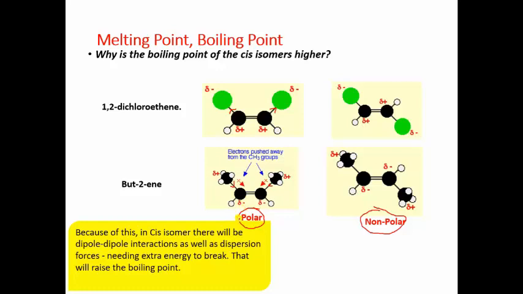So it has more interactions and more forces. So it requires more energy to break the bond. So it has a higher boiling point. And trans is non-polar, there is no interaction, there is no force, so it is easy to break the bond, so it has a lower boiling point.